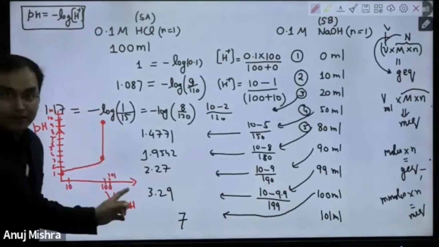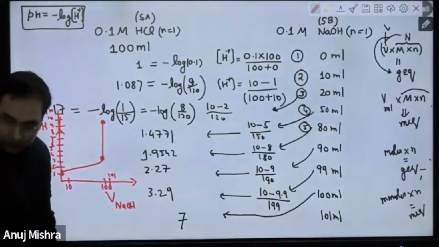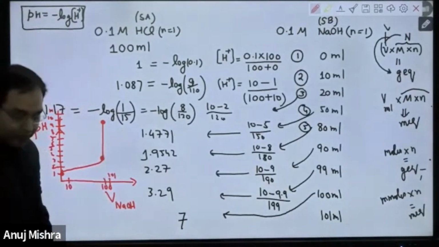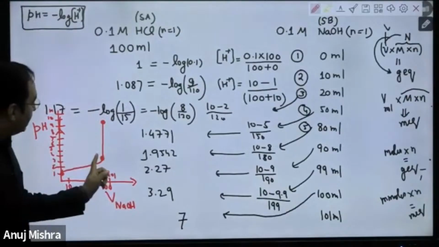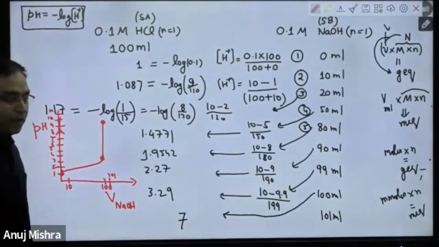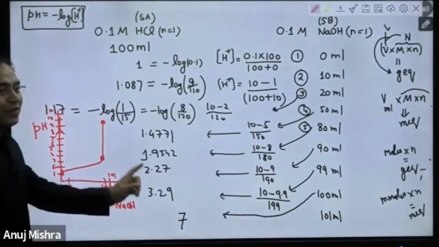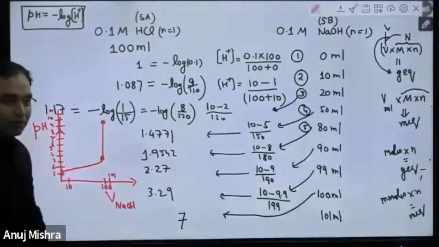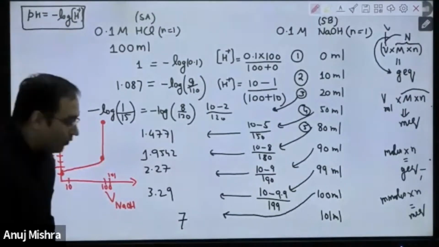How many of you understand this line? Online student, is it clear? Can I say there is a sharp increase in just 1 ml? Don't you think it is a difficult titration or an easy titration to do? It's a very difficult titration. What will happen?